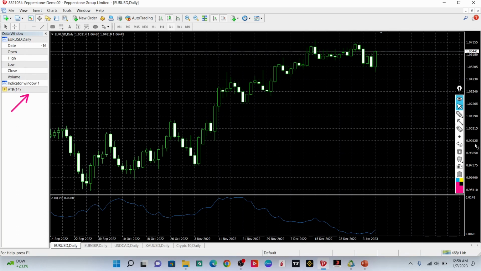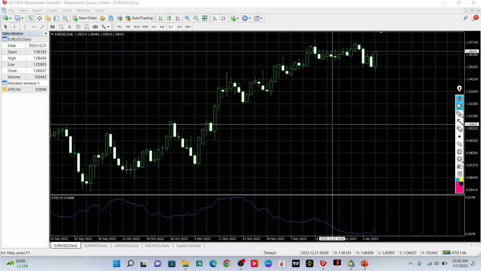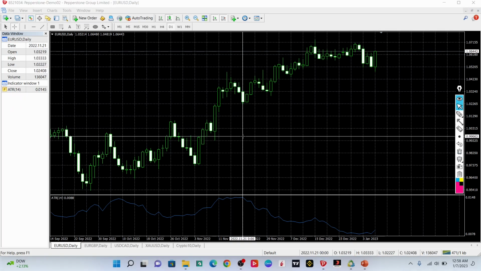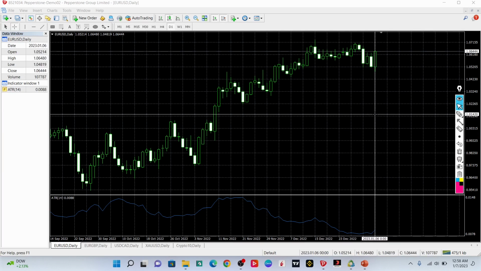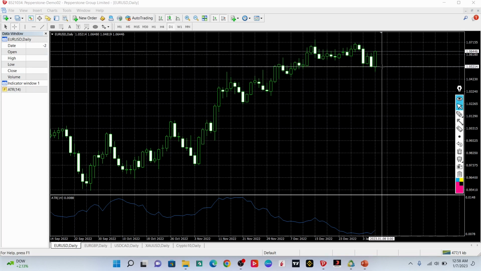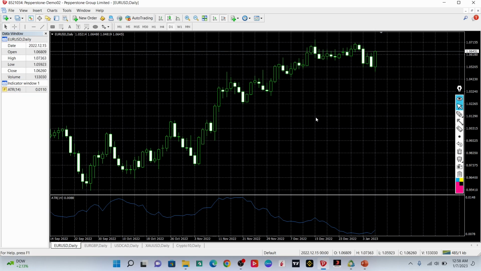So the ATR simply measures for us how many pips the candle has run within a single day. So this candle so far has run 88 pips. Okay. The average ATR of the previous 14 candles is 88. It keeps on changing. So yeah, we are having 88.